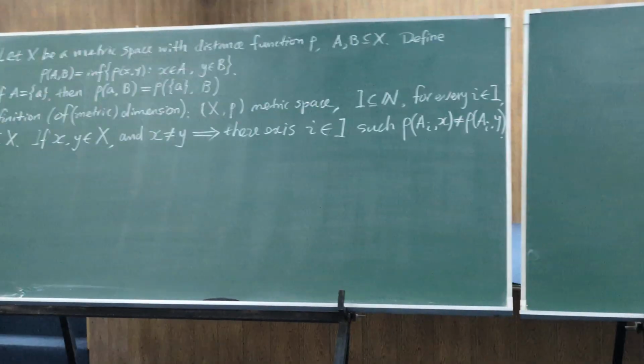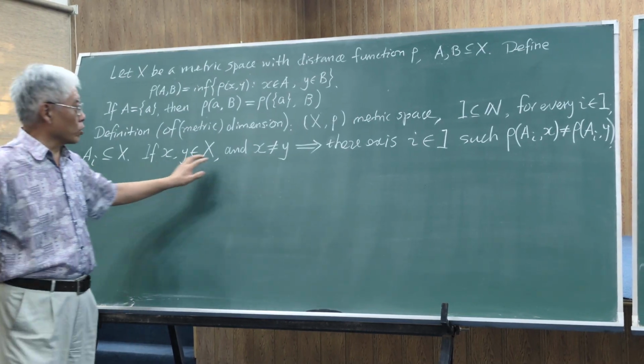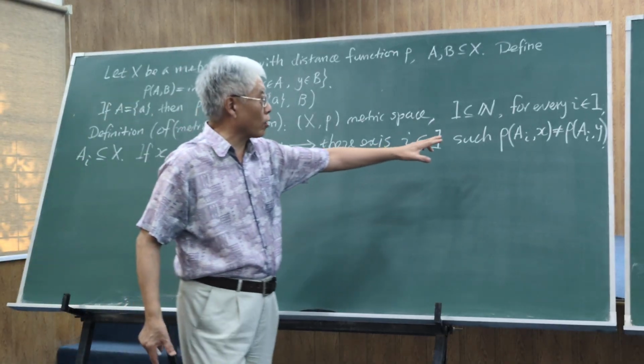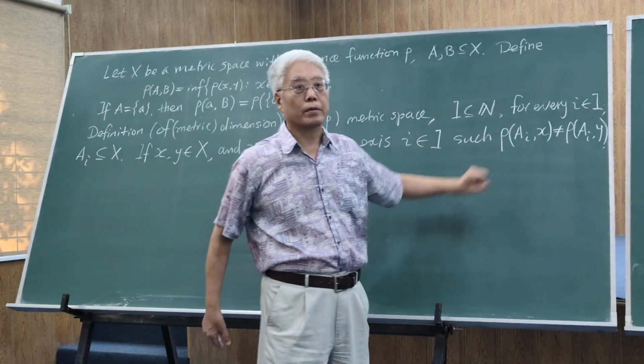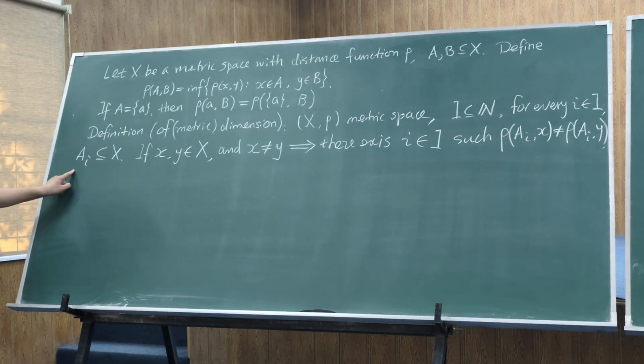So this is what it means. If this collection of sets can distinguish different points, that is what we're saying. If the points are different, then there must be at least one of them for which the distance is different. Then we call this collection of sets resolves the space.